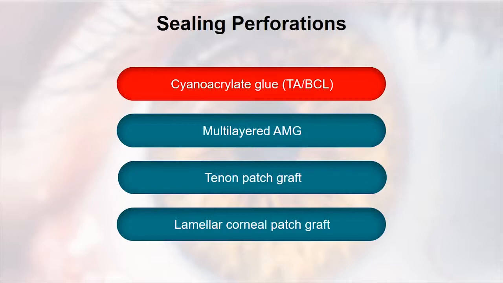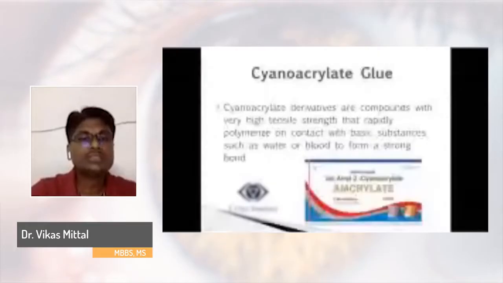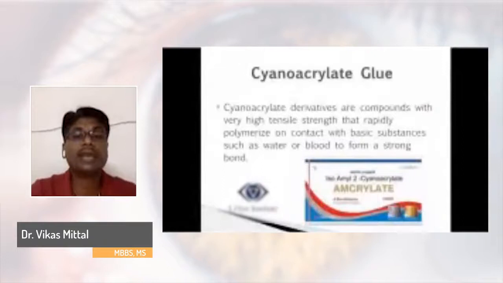This, to me, every ophthalmologist must know. This is no rocket science. If you can do a phacoemulsification, you can easily do a cyanoacrylate glue. It's not a big deal at all. It is very cheap and easily accessible, and you can get it easily. It is helpful in managing smaller perforations which are less than 2 millimeter in size. So I'll take you through this video to show how we actually do it.